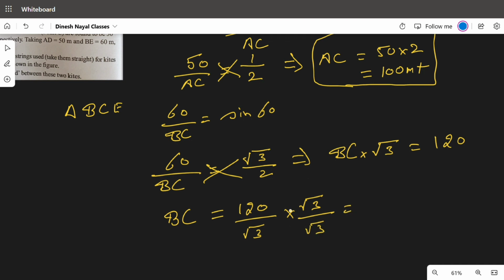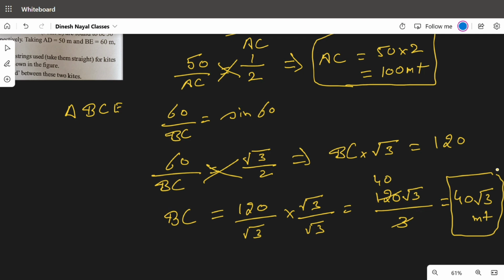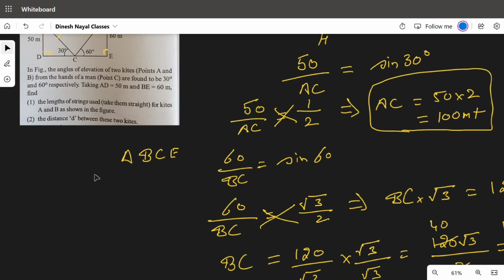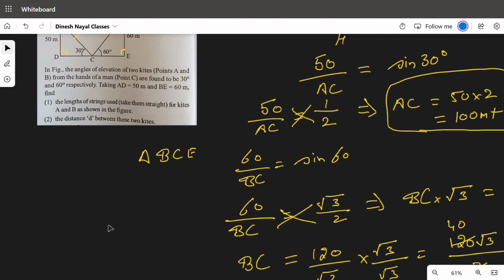So this is 120 root 3. Now what is root 3 into root 3? Root 3 into root 3 is 3. So writing over here 3, and you know that this goes 40 times. So this is 40 root 3. Hence, the length of the other string is 40 root 3 meter. So I think our part 1 is completed, the length of the string used for kites A and B. Now, the distance D between these two kites.